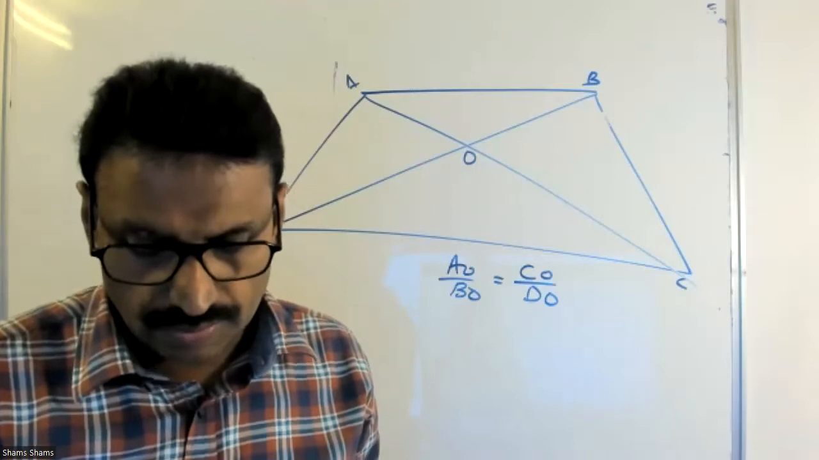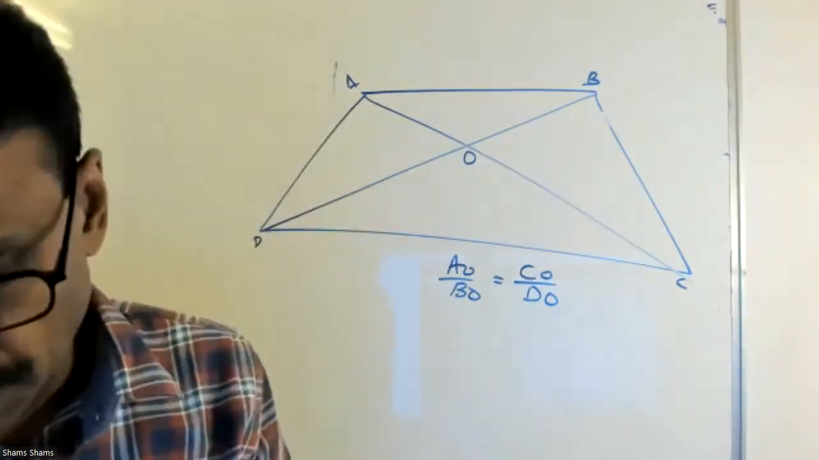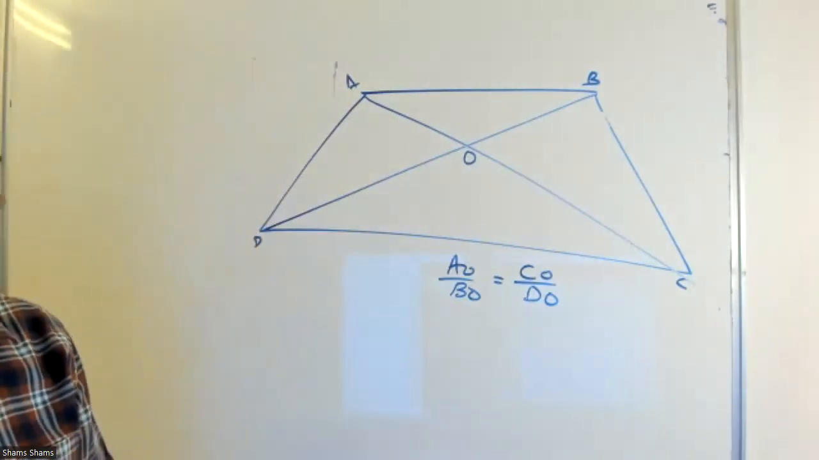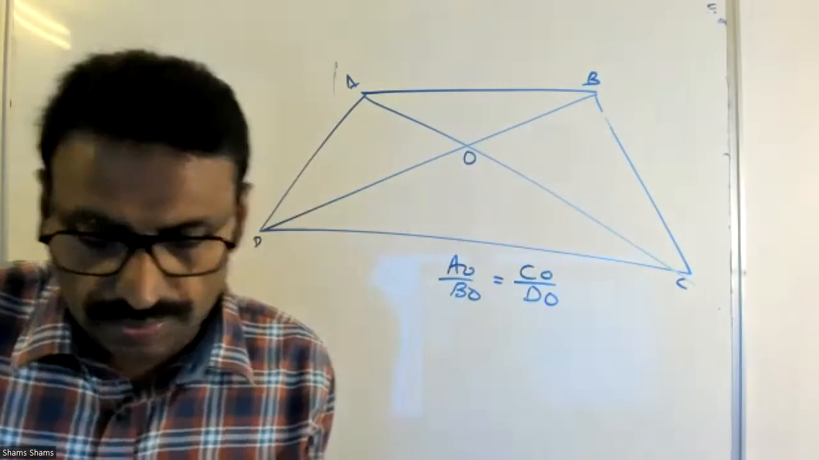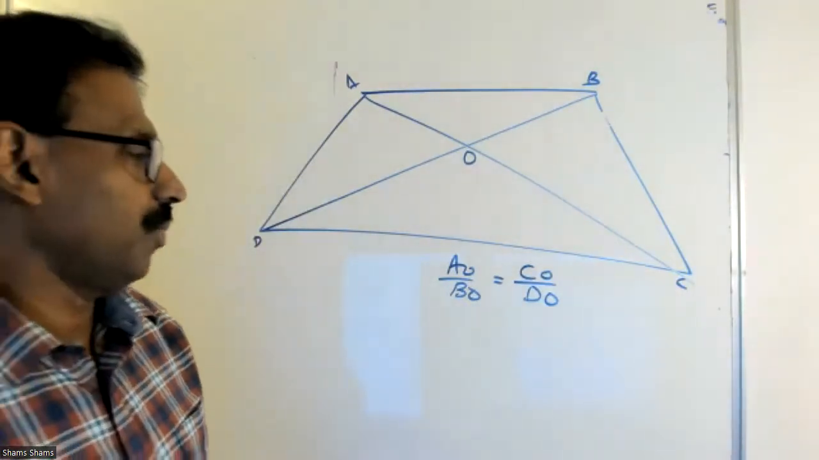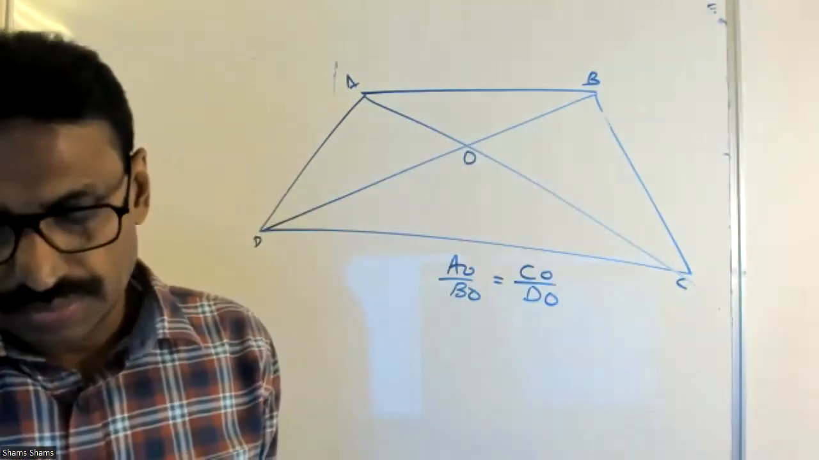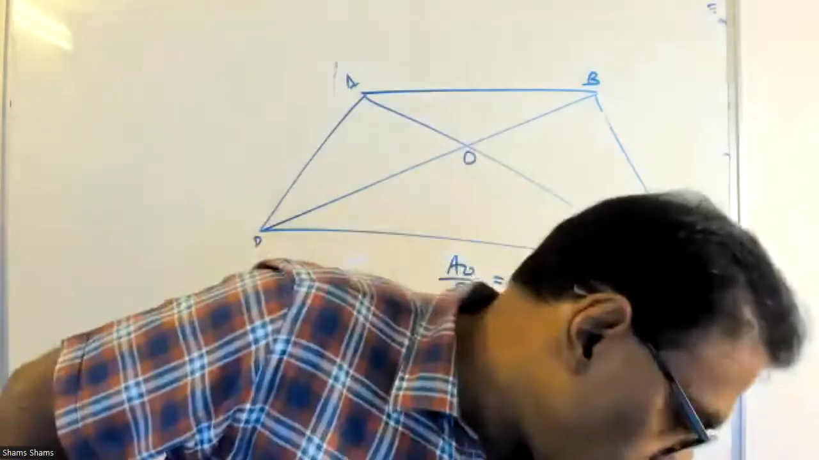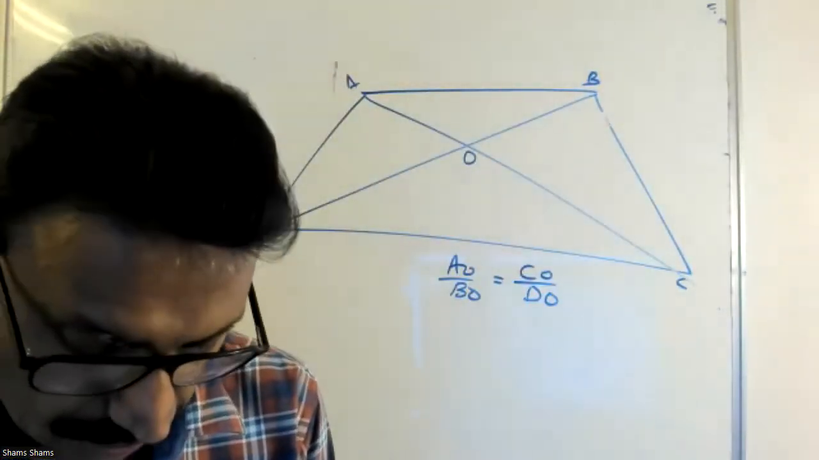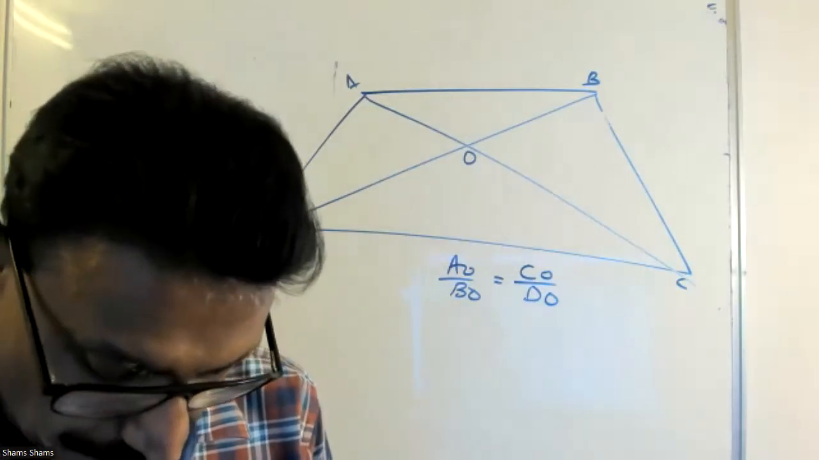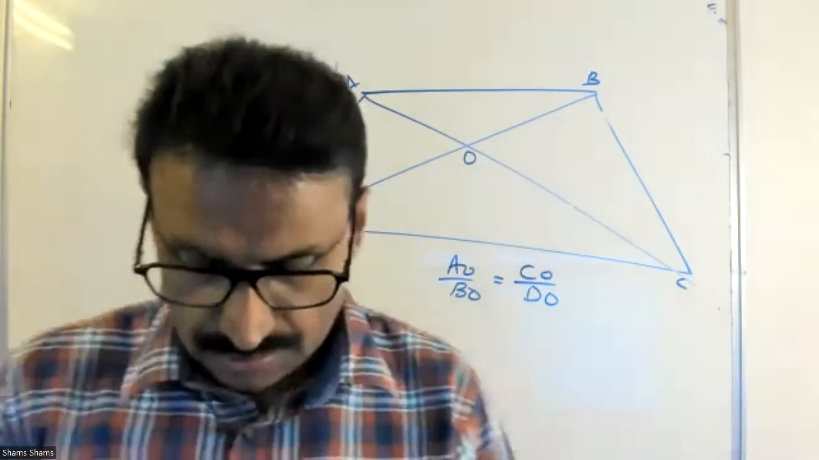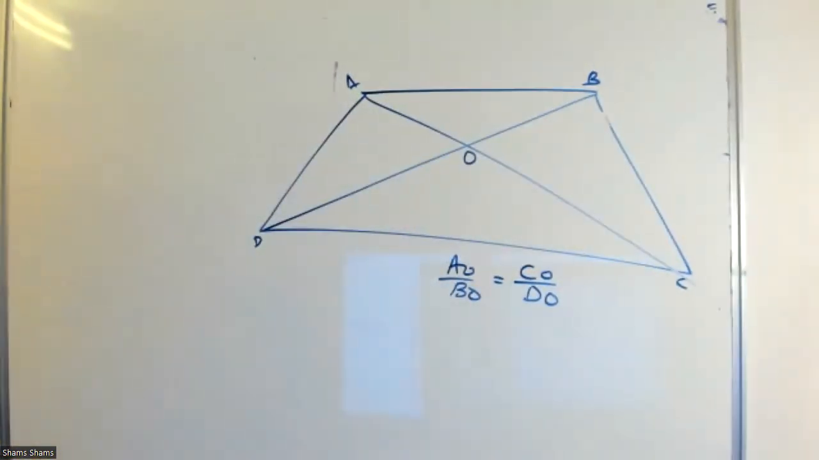Could you read again the question? The diagonals of a quadrilateral bisect each other at the point O such that AO by BO equal to CO by DO. Then, using the basic proportionality theorem, show that ABCD is a trapezium.